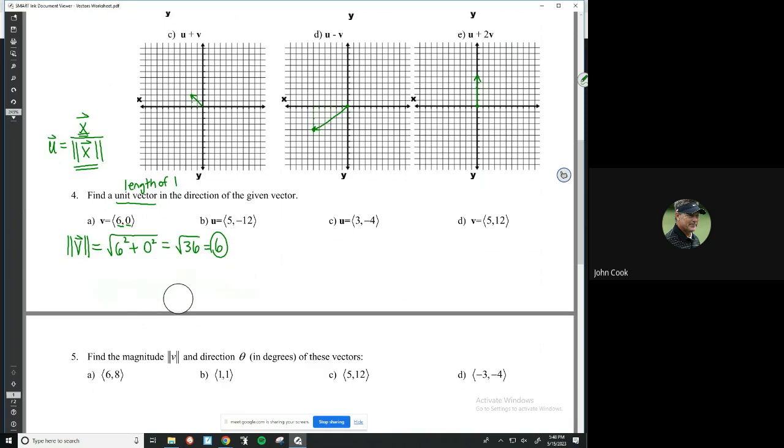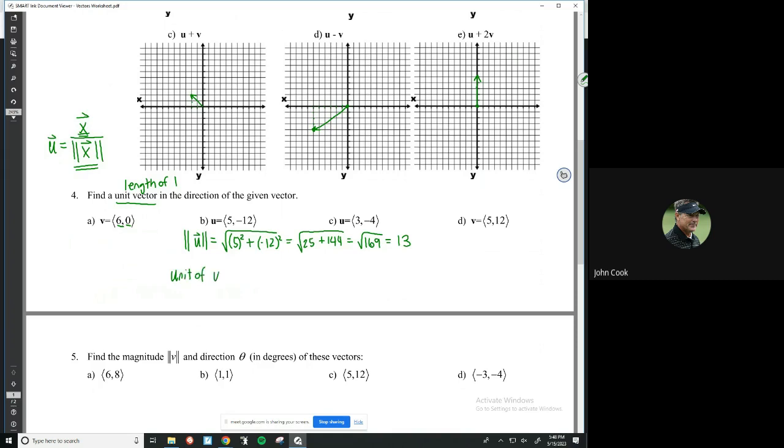All right, we're going to do that same exact process with this other vector, the vector u. So we're going to find its magnitude first. So we take the square root of 5 squared, and then plus negative 12 squared. So 5 squared is 25, 12 squared is 144. If I add those together, I get 169, and the square root of 169 is 13. So here's what I'm going to do. Ready?